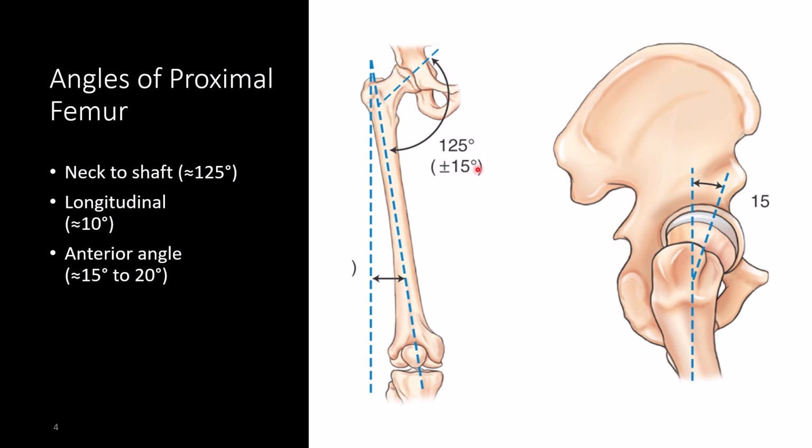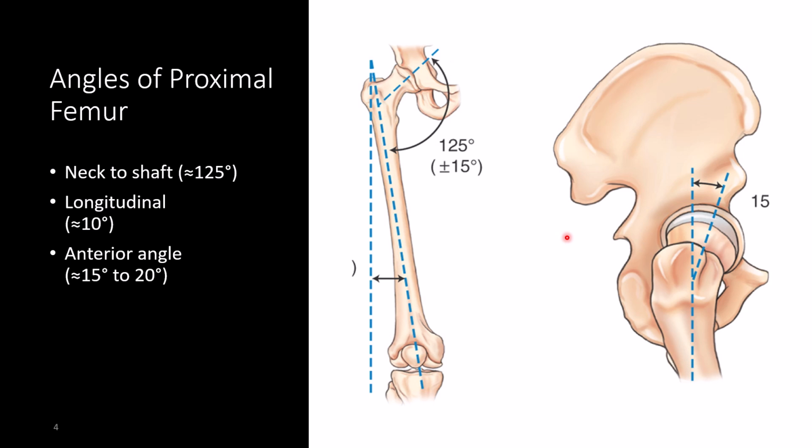The other angle that they reference is looking at it in relation to the pelvis, and they tell you that there is a 15 to 20 degree anterior angle of the head and the neck in relation to the body of the femur. The head of the femur projects anteriorly or forward as a result of this angle. So the femoral head actually projects anterior or forward.